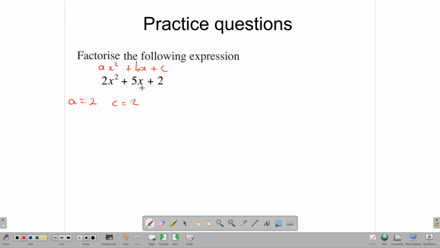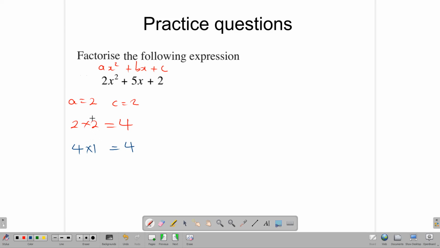So the first thing we want to do is multiply 2 times 2. So 2 times 2 gives us 4. Great. Now that we have our 4, we want to write down other factor pairs of 4. That is what multiplies to give us 4. Well, 2 times 2 gives us 4, and also 4 times 1 gives us 4. There aren't any more factor pairs for 4: 2 times 2 and 4 times 1. And we mean whole numbers here.